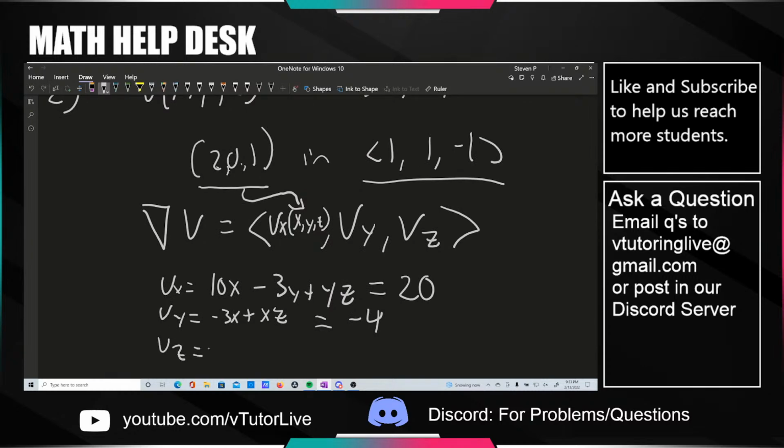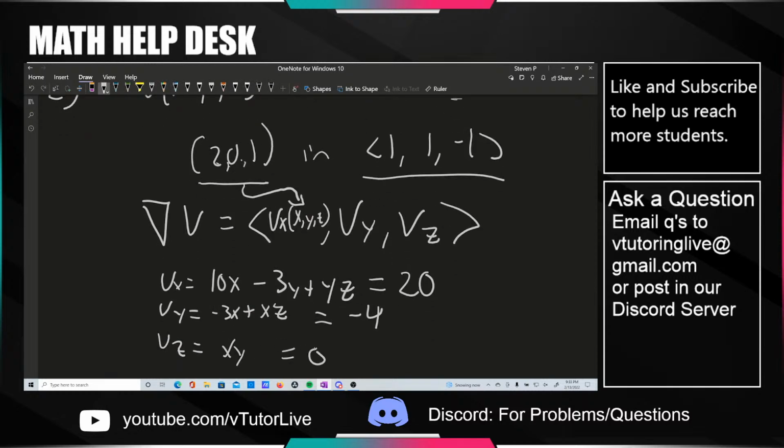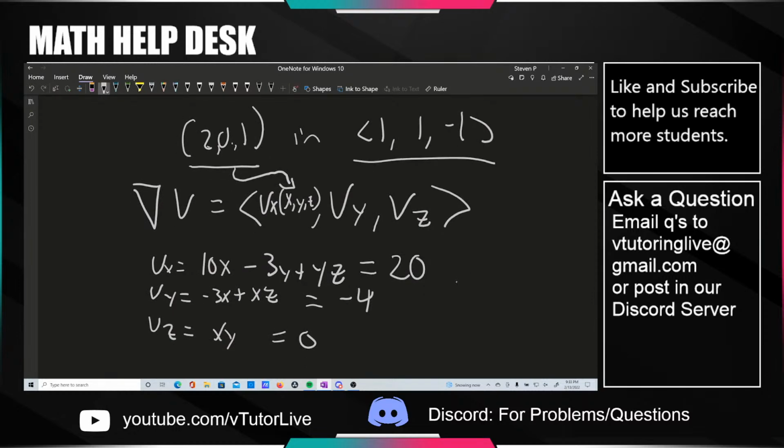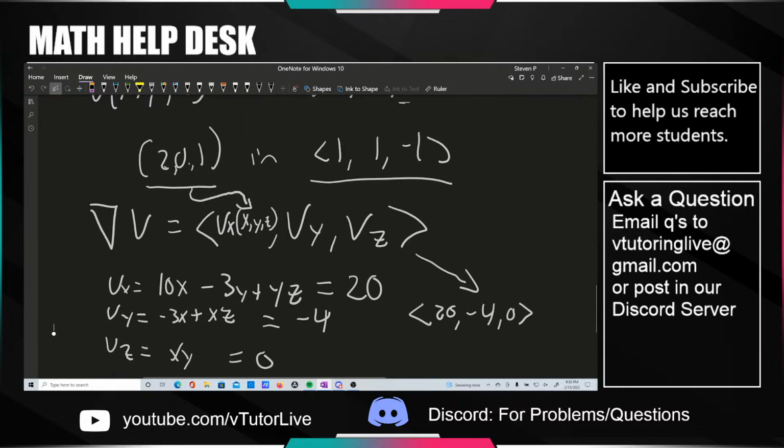And then Vz is just equal to xy, which is equal to 0. So I believe my vector at this particular point is going to look like 20, negative 4, and 0. Hopefully that's right so far. So then this direction right here, the unit vector gets converted into 1, 1, negative 1, divided by the magnitude of this vector, which I think is just square root of 3. I guess it's like 1 squared plus 1 squared plus 1 squared, which is just 3.